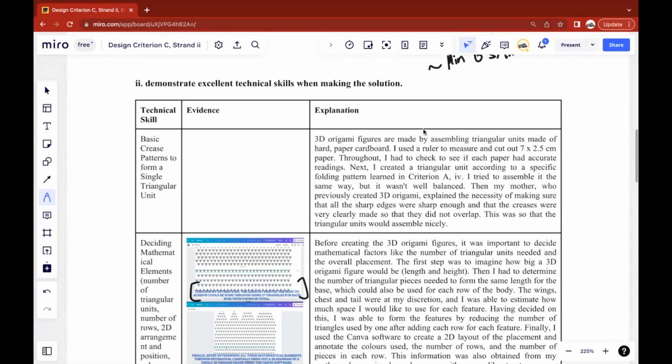And as for the explanation, you explain what the technical skill is, what it involves, and how you challenged yourself with that technical skill, because you want to show that it's a technical skill. So you explain what challenge you faced and why that technical skill was important in creating your product.